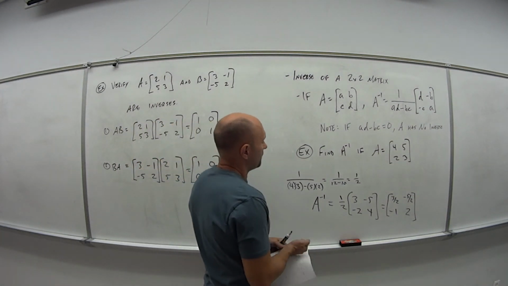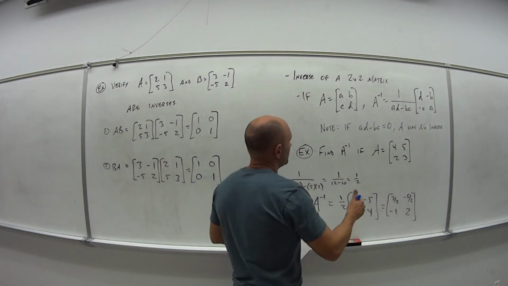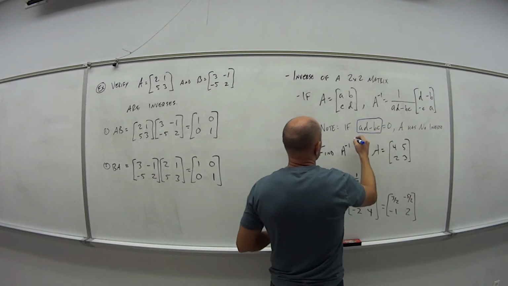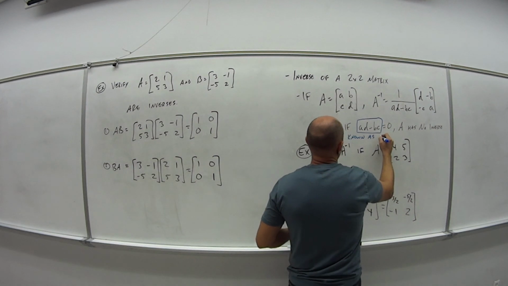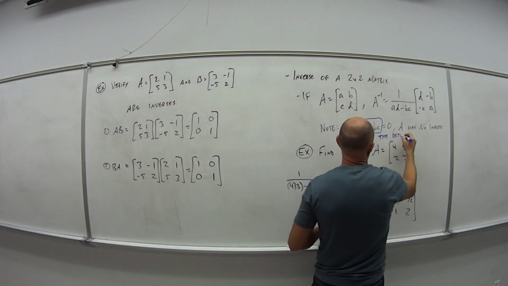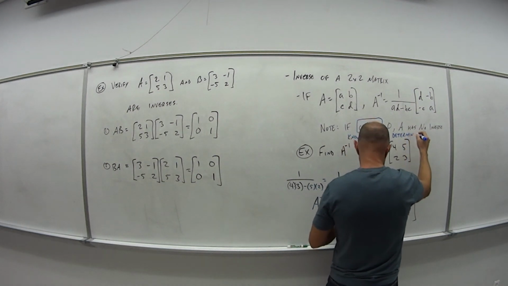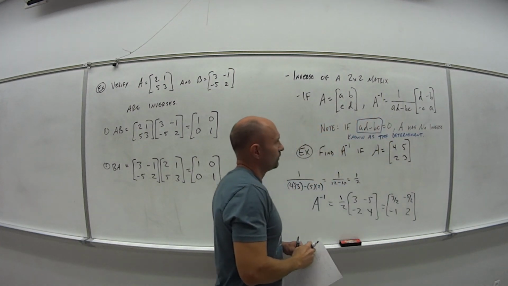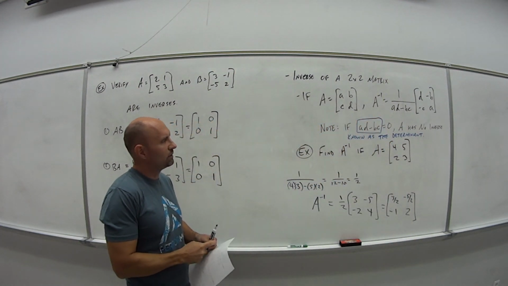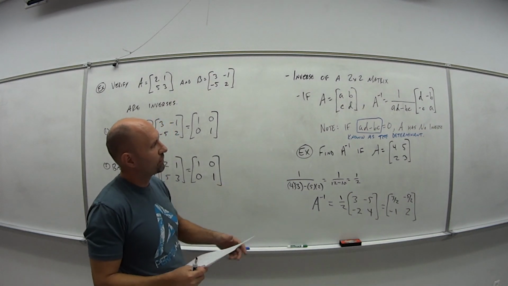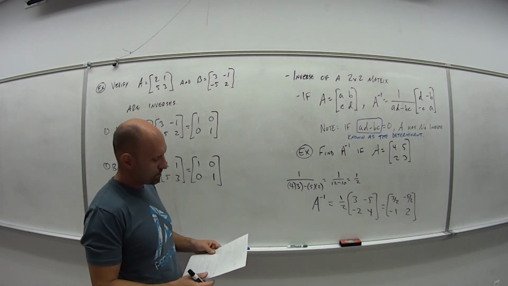And just last, this ad minus bc, just some terminology, is known as the determinant, which we're going to see in 10.6, I believe. We're going to be working with determinants. But for this 2 by 2 matrix, that's what's known as the determinant, ad minus bc.